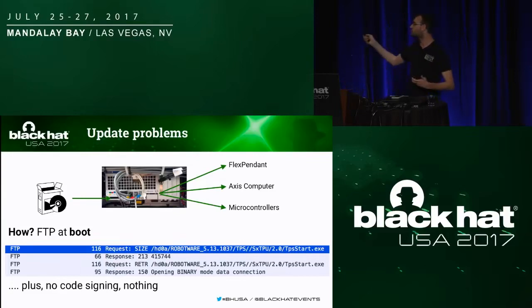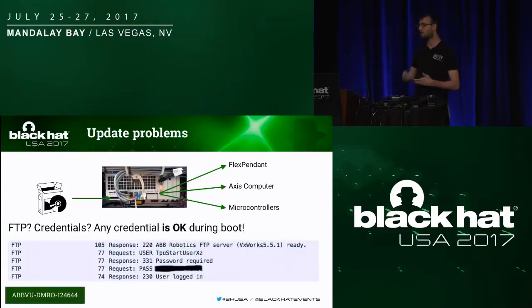The point is, how is this authentication performed? Well, before the latest patches, the FlexPendant authenticated to the main computer using any credentials. Basically, the user authorization system was turned on after the FlexPendant booted, to allow the FlexPendant to download the software update before a user could actually type a username and password, because the boot is unattended.